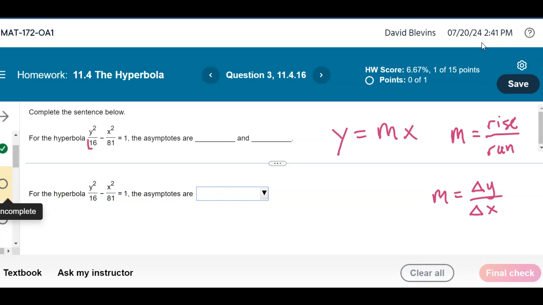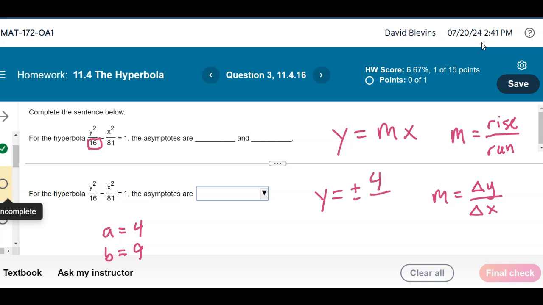Well, you can see our denominator for x is 16. So that means a in this case is plus and minus 4. A is technically 4. And b is the square root of the denominator of the negative term, so b in this case would be 9. But I'm rising by the number under y, that's up and down. X squared is over top of b in this case because it's negative. So that's the run. So m is going to be rise, that's the y part, plus and minus 4, rise over run.